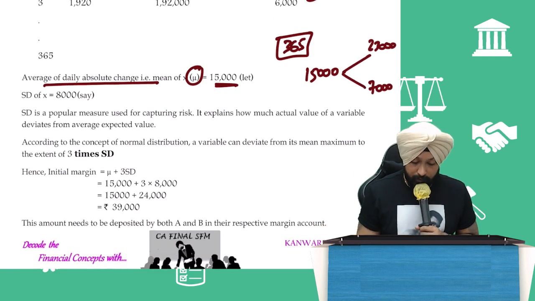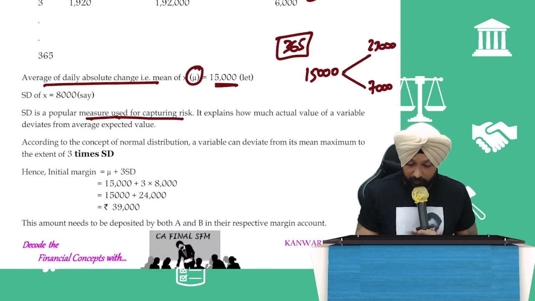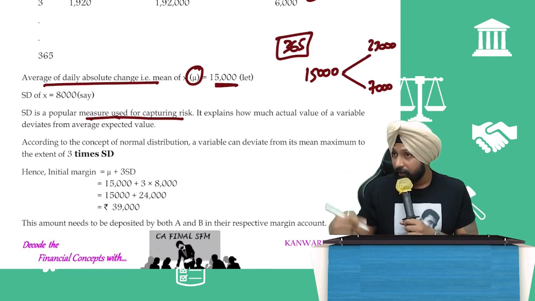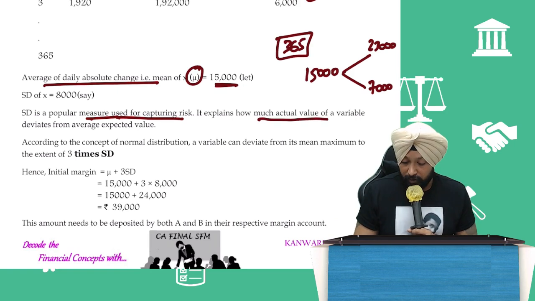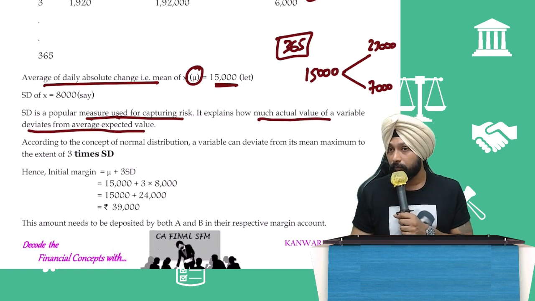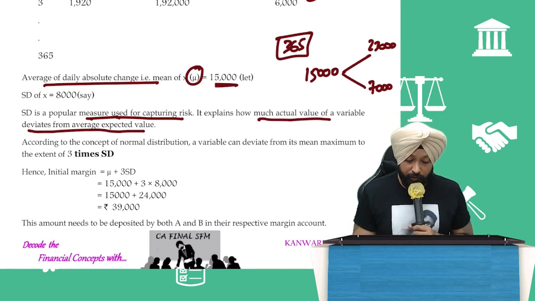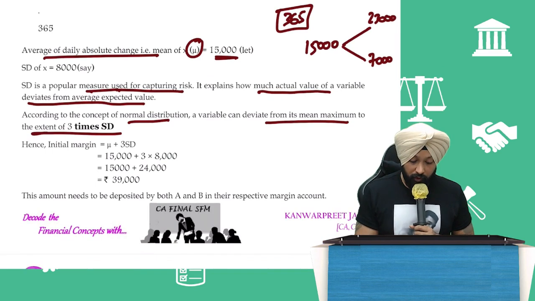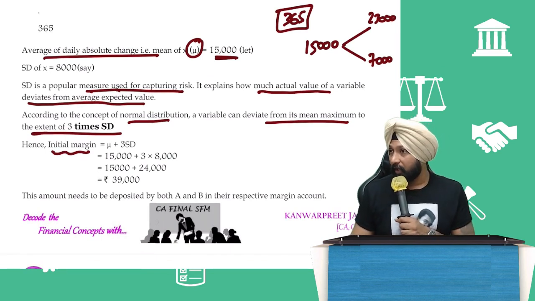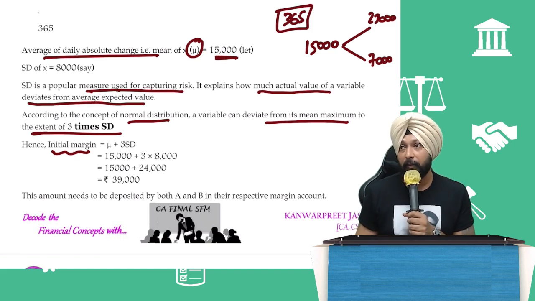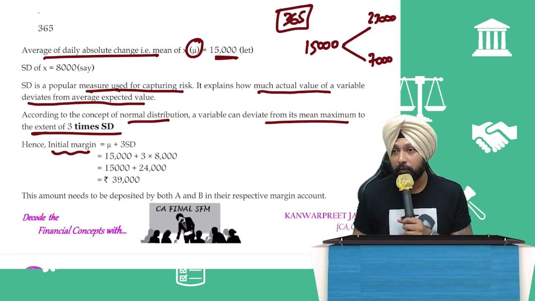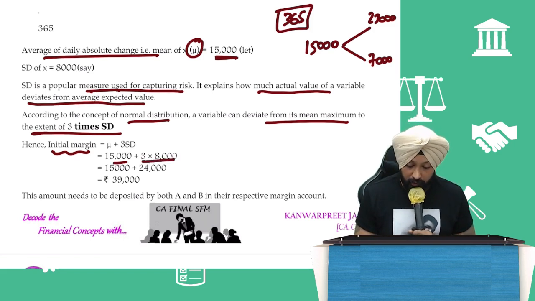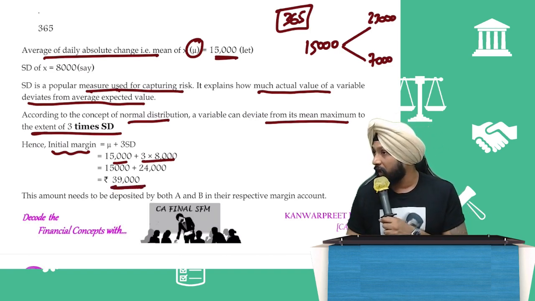Standard deviation is a popular measure used for capturing risk. Risk is the deviation from the average value. It explains how much the actual value can deviate from the average expected value. According to the concept of normal distribution, a variable can deviate from its mean maximum to the extent of 3 times the standard deviation. So the initial margin is calculated as mu, the average of daily absolute change, plus 3 times the standard deviation. So 15,000 plus 3 into 8,000, so a total of 39,000 margin will be required for this particular trade.